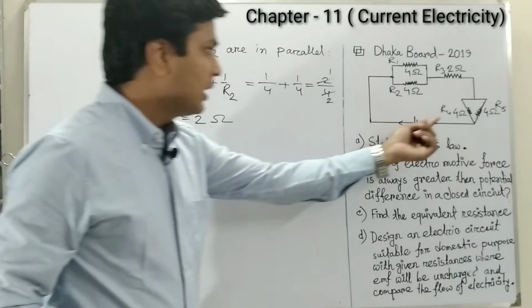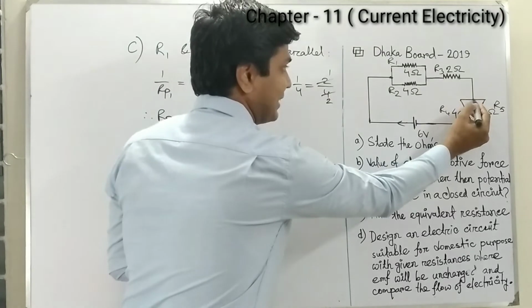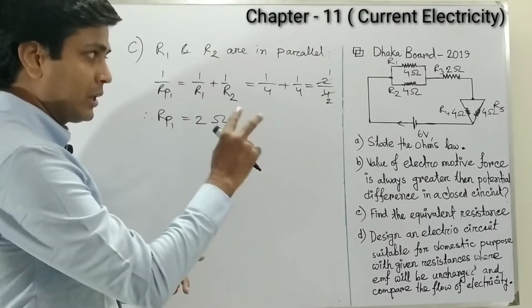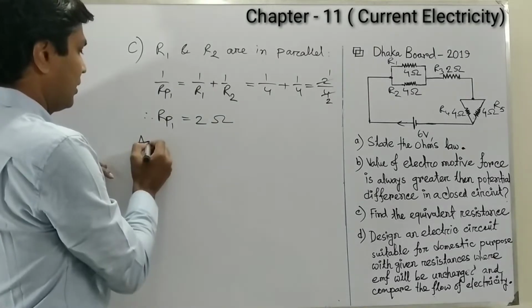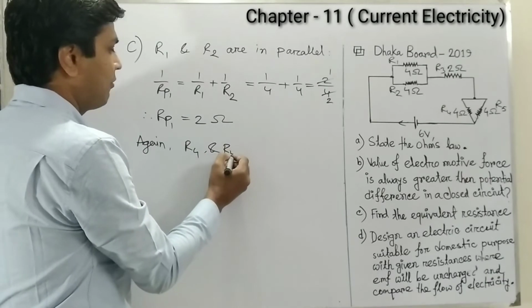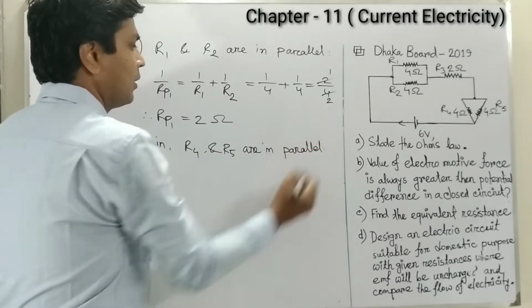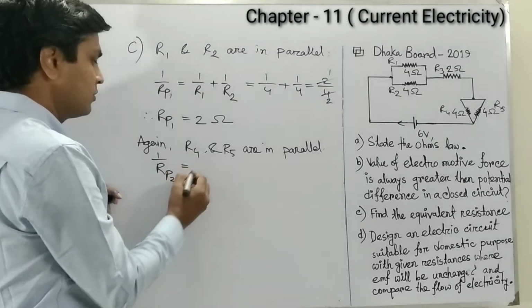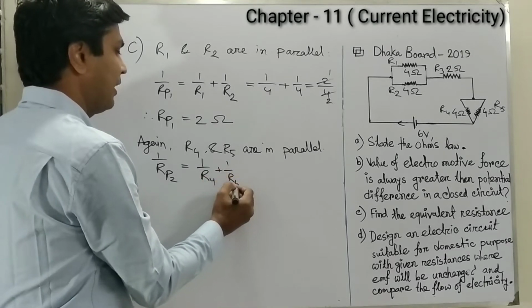And again, here R4 and R5 are in parallel, because when current comes to that point, it will get two ways to move. So we can say R5 and R4 are in a parallel circuit. Similarly, we can write again R4 and R5 are in parallel. So the equivalent resistance of the two will be Rp2 equals 1 by R4 plus 1 by R5.